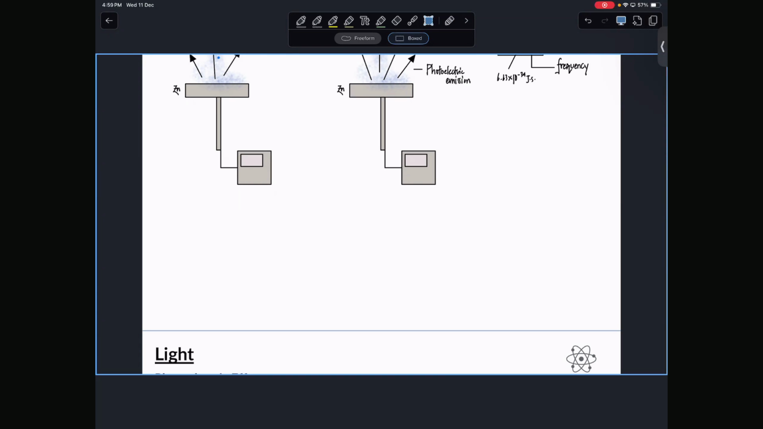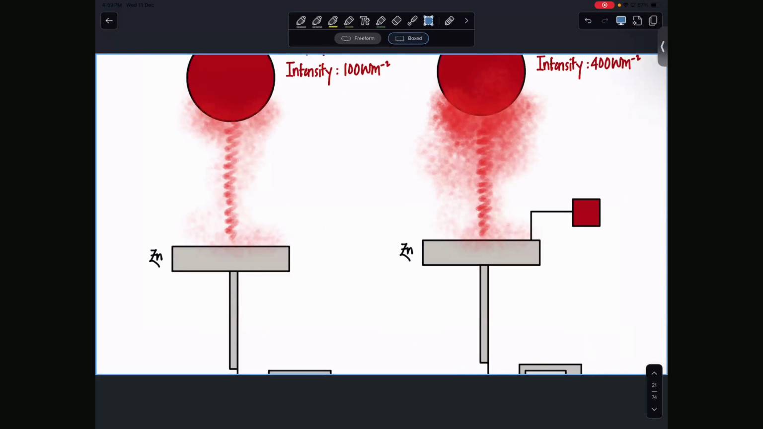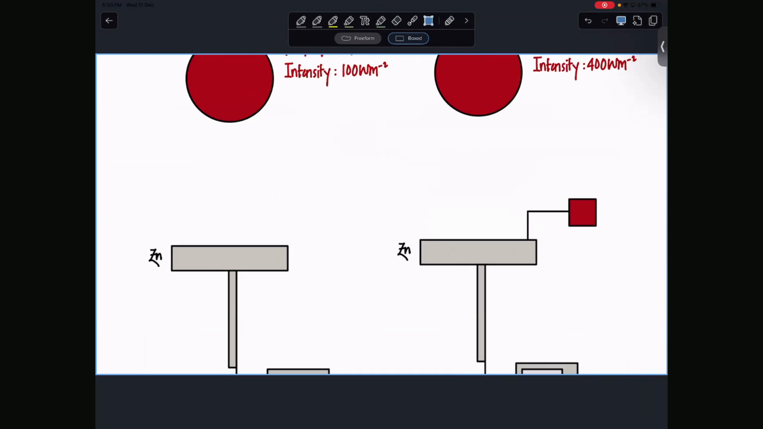So for the red light, the waves are actually photons on waves, but just fewer photons and less energy. Yes, for the red, it's still photons. I'll make this change here. Red light is still photons, but what photons? Less energetic photons.